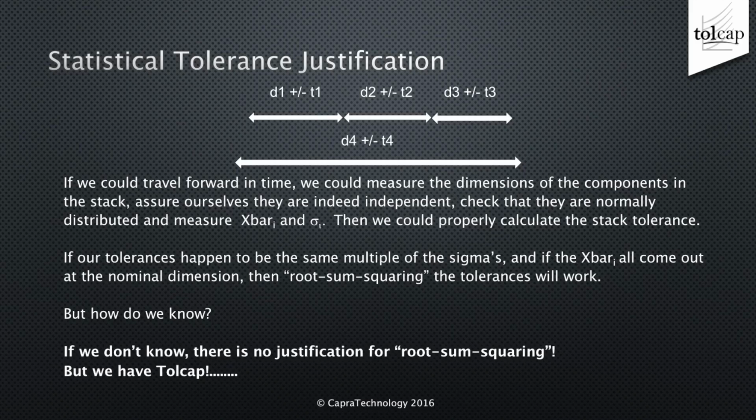So that's the theory. If we could travel forward in time, we could measure the dimensions of the components in the stack, assure ourselves they are indeed independent, check that they're normally distributed, and measure x bar and sigma for each one. Then we could properly calculate the stack tolerance. And if our tolerances happen to be the same multiple of the sigmas, and if all the means come out at the nominal dimension, then root sum squaring the tolerances will work.